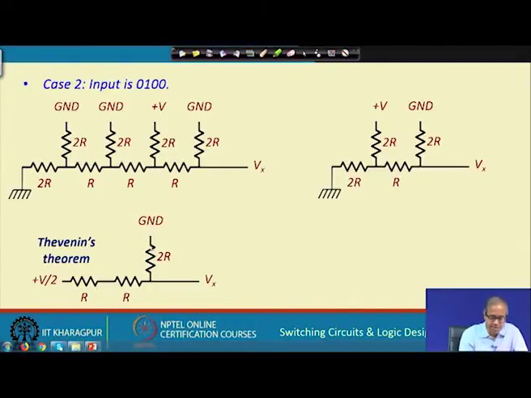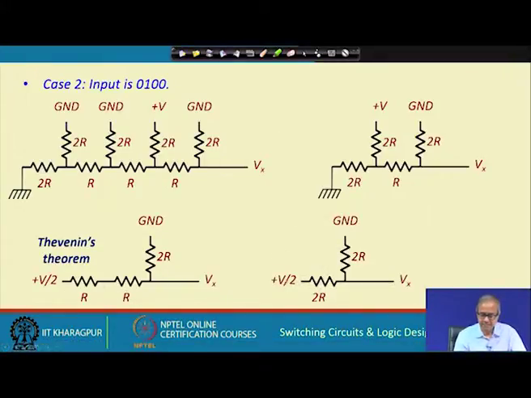So, once you do it, again you have 2R, this 2R again, V/2, 2R and 2R to ground. So, the output voltage, again a resistance divider, 2R to ground, middle point. So, it will be V/4, Vx will be V/4. So, you see earlier we said when the MSB is 1, output was V/2, but when the next MSB is 1, it is V/4, right.